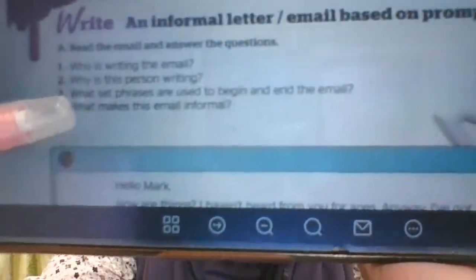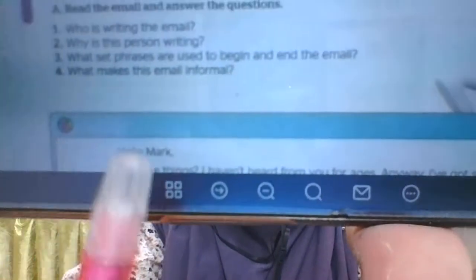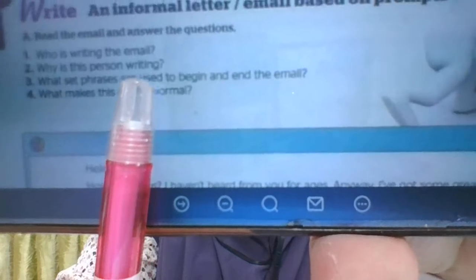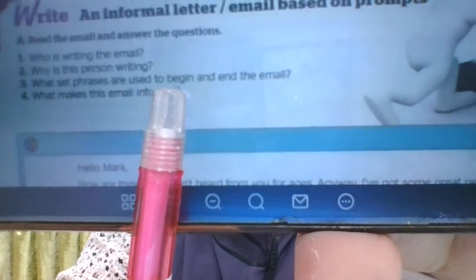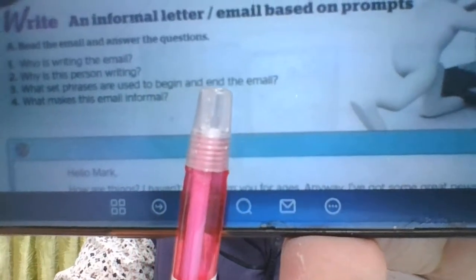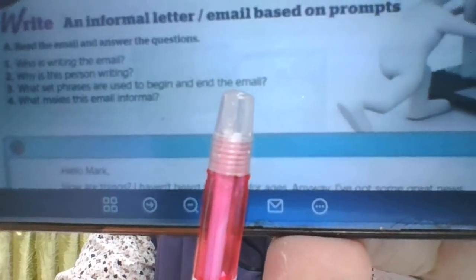Let's look at number 3. What set phrases, apakah frasa-frasa, are used to begin and end the email? Apakah frasa yang digunakan untuk memulakan dan mengakhiri the email?